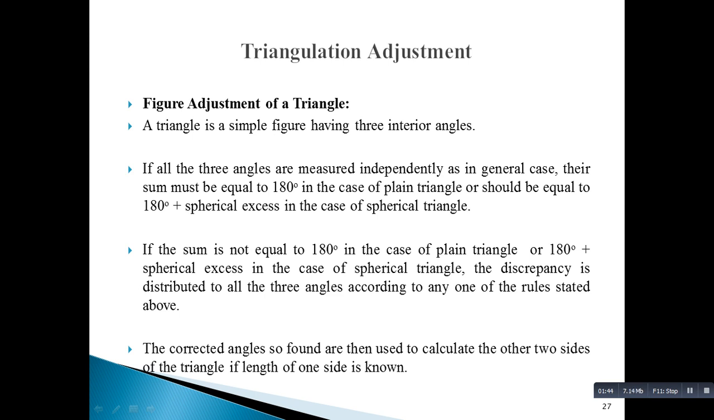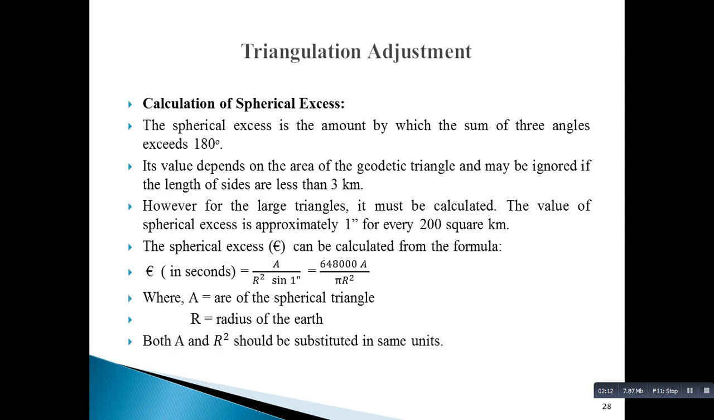The corrected angles so found are then used to calculate the other two sides of the triangle if the length of one side is known. Here we can use these corrected angles to find the two unknown sides of the triangle. During observation we just measure the three angles and one side, and our intention is to calculate the other two sides of the triangle. So we can use the corrected angles to find the other two remaining sides.